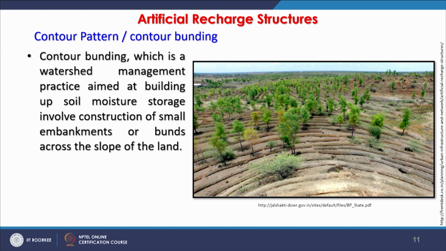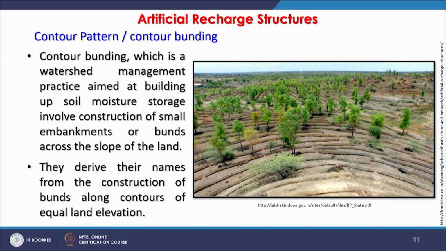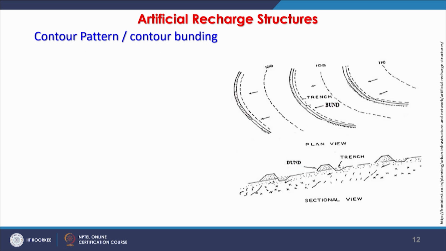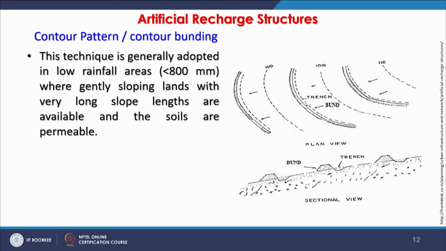In the case of contour bunding, which is also a part of good watershed management practice, this also stops soil erosion, which is another important thing. So, the soil moisture will be retained, it will stop the soil erosion, it will recharge the groundwater regime, and springs will have water all the time. And this bunding, the name has basically come from the construction of bunds along contours of equal land elevation. So, the knowledge was already existing with the villagers.